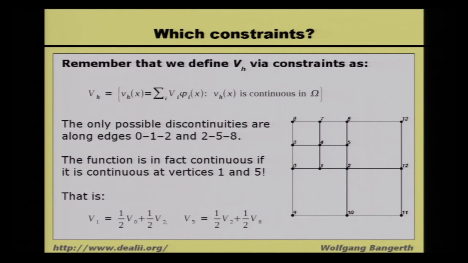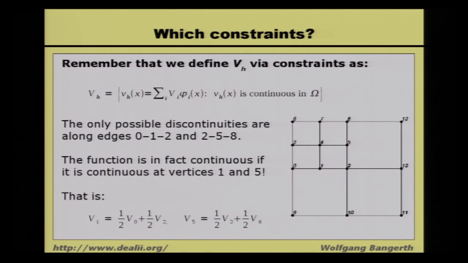Now, if I want this to be a linear function, then the only way this can work is if the value of my solution, or the value of any function in the space VH that consists only of continuous functions, is such that the value at this point 1 is exactly 1/2 of the value at vertex 0 and 1/2 of the vertex 2, right? So the value at the vertex 1 must be 1/2 of the sum of these two here. So I get a constraint that looks like this: V1 equals 1/2 V0 plus 1/2 V2.